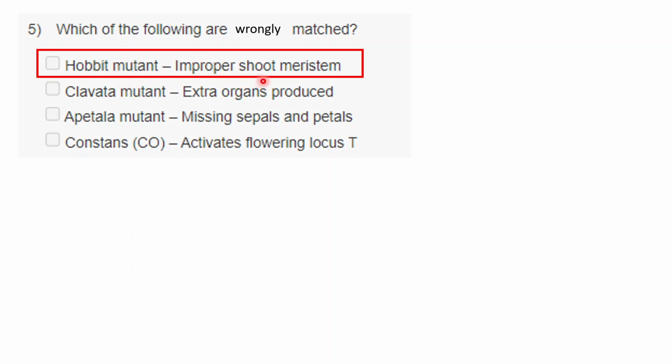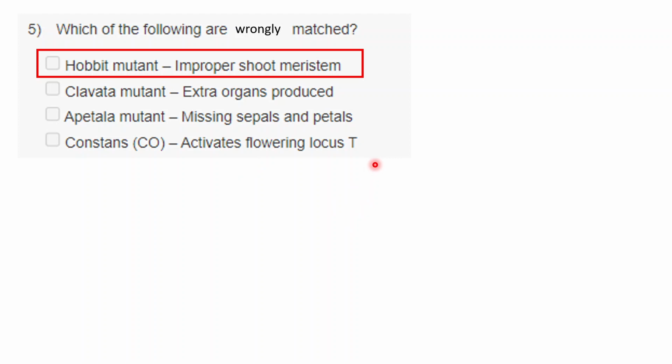Hobbit mutant, improper shoot meristem is a wrongly matched pair. Clavata mutant, extra organs is correct. Apetala mutant, missing sepals and petals is correct. And CONSTANS activates flowering locus T is also correct.